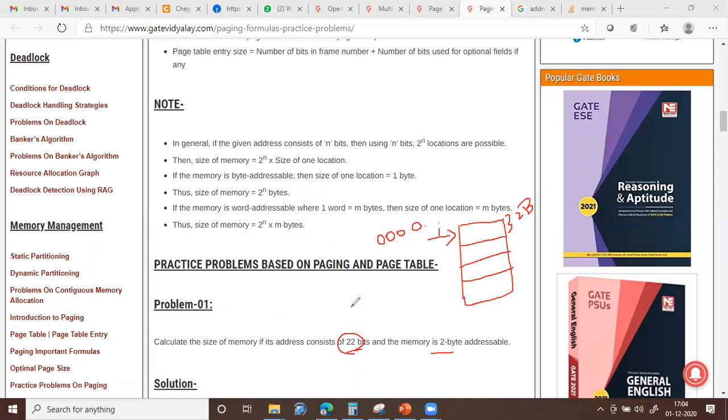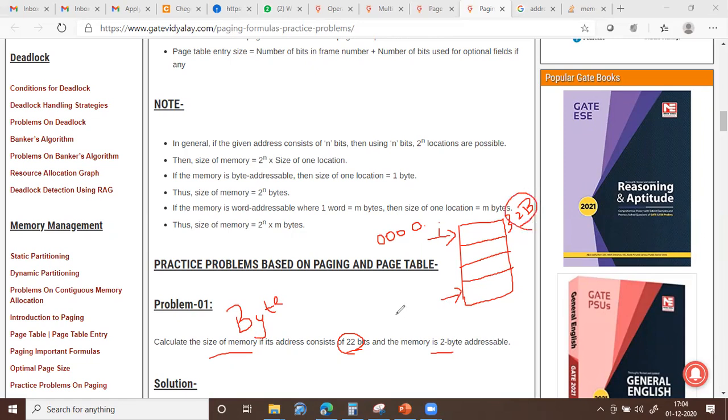But the question is, calculate the size of the memory. Totally, how many locations are there? Not locations, totally how many bytes are there? How many bytes of memory is available? That is what you have to calculate. So first we should know how many locations, then we can multiply with 2 bytes because each location contains 2 bytes.